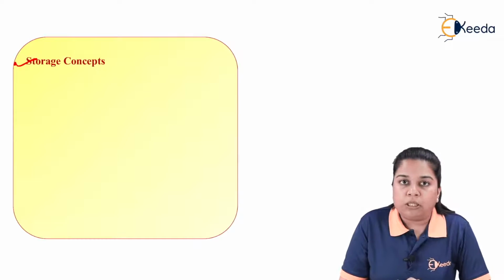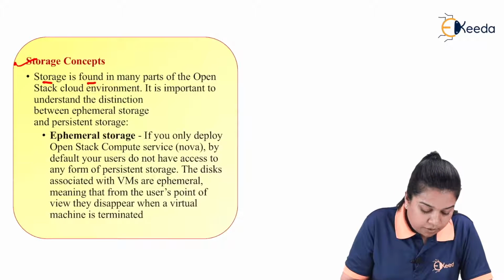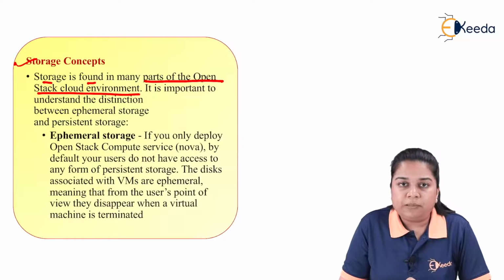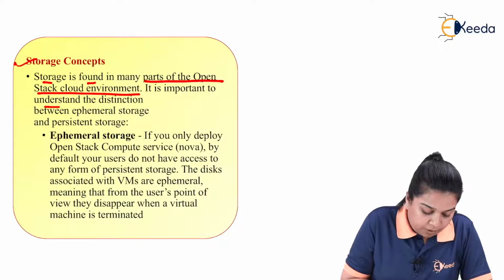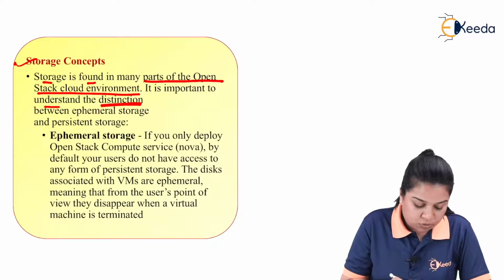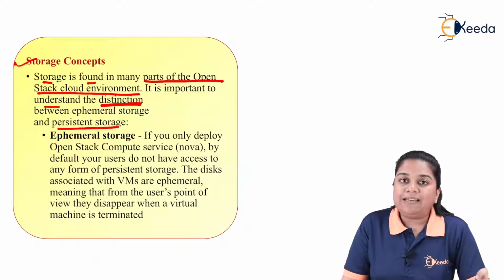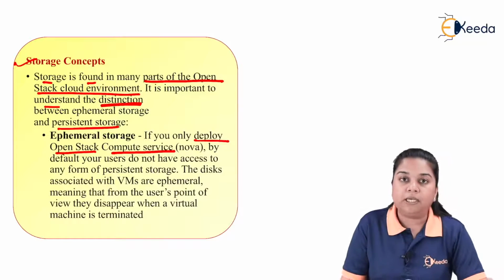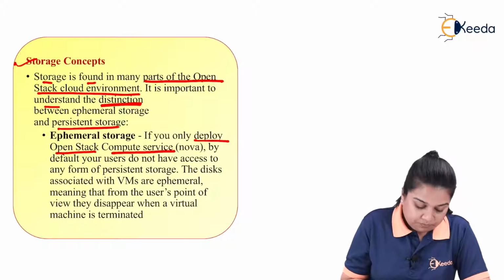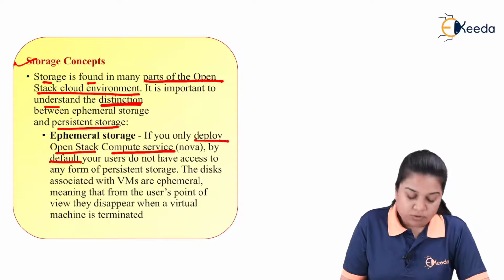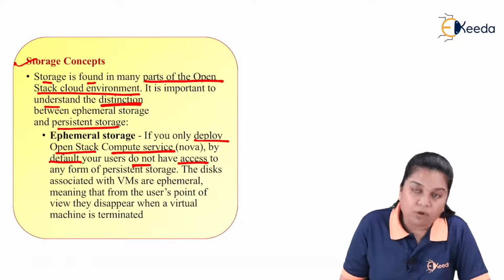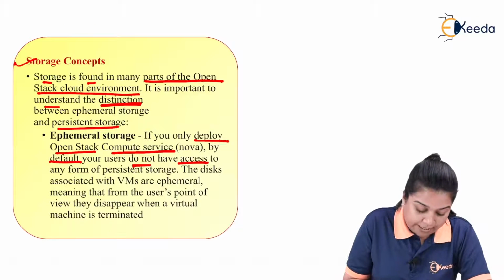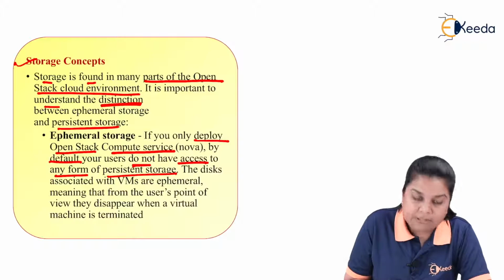Now, the storage concepts. Storage is found in many parts of an OpenStack cloud environment. As we have seen in the conceptual and logical architecture, it is important to understand the distinction between ephemeral storage and persistent storage. What is ephemeral storage? If you only deploy OpenStack compute services, that means the Nova component, by default users do not have access to any form of persistent storage.